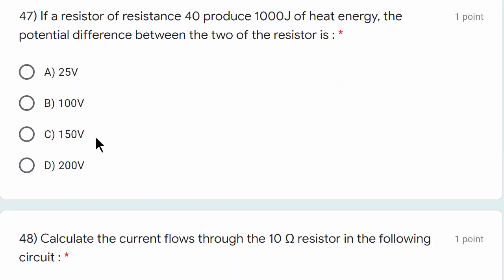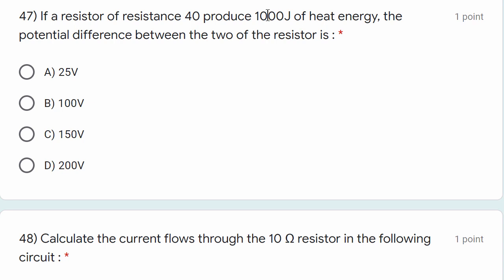Okay, next question. If the resistance 40 ohms, here they have left out the ohms, but 40 ohms produces 1000 joules of heat energy, what is the potential difference across the resistor? The question is not framed quite right, but you can think of this as, what is the potential difference if the resistance is 40 ohms and it produces 1000 joules of energy?